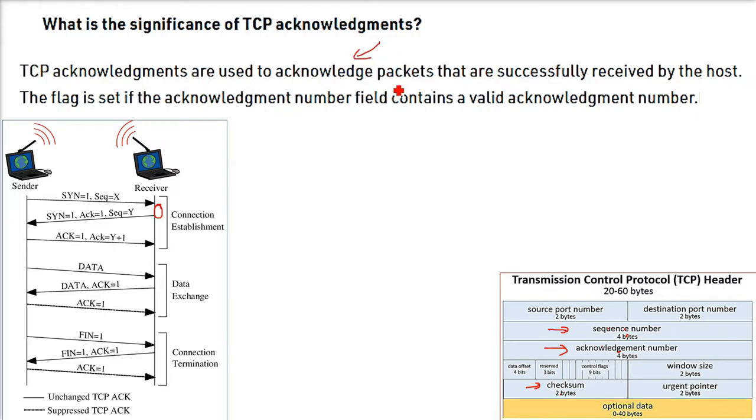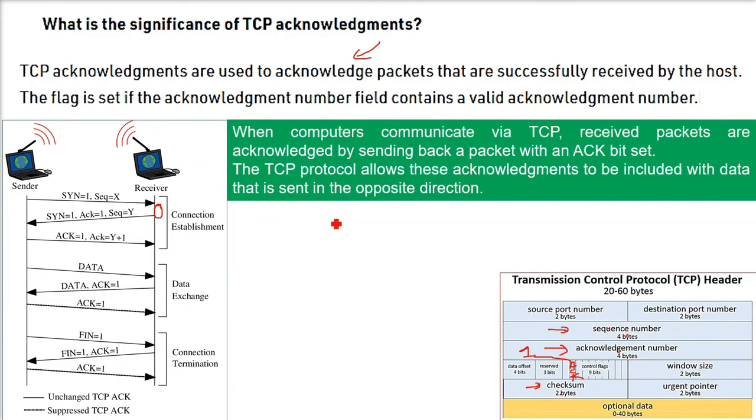So you see here in the header, there is a flag called the ACK flag. This flag is set if the acknowledgement number field contains a valid acknowledgement number. So TCP acknowledgement is all about something having been acknowledged. When computers communicate via TCP, the Transmission Control Protocol, received packets are acknowledged by sending back a packet with the ACK bit set. The TCP protocol allows these acknowledgements to be included with data that is sent in the opposite direction, and that is called piggybacking. But we are talking about the acknowledgements.